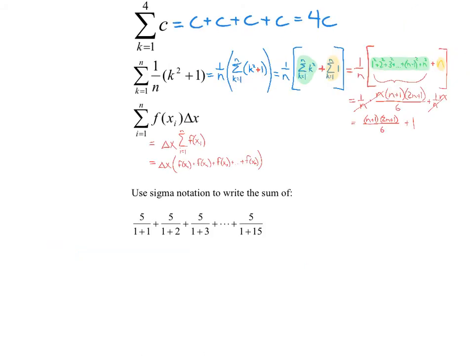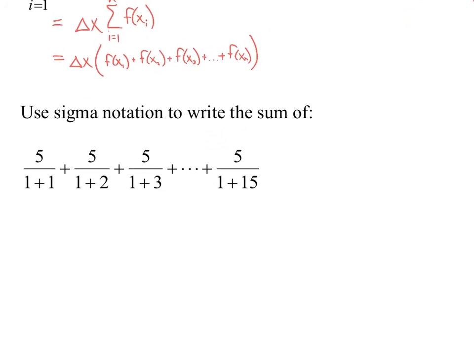Okay, so this last one, guys. This last one here on this page, use sigma notation. So when you're trying to use sigma notation to write this as a sum, you need to look at what's staying the same and what's changing. So what's staying the same?